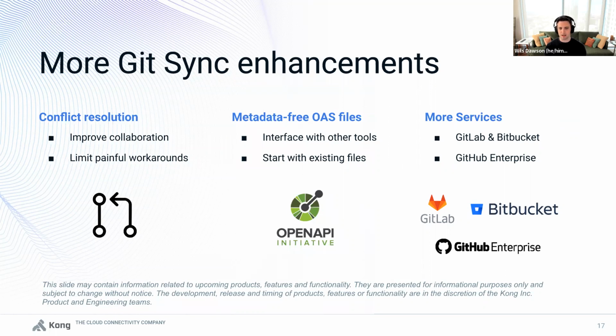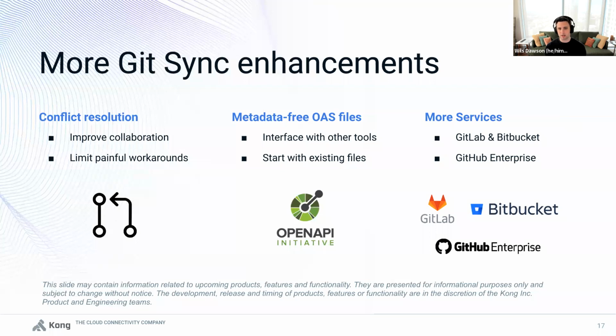And then we want to also have metadata-free OAS files. As you may have noticed, if you had a close eye on the repository structures that Philippe was showing, a lot of that OAS file was stored in that .insomnia directory that's kind of hidden away in a database. And so we want to basically free that OAS file up and allow you to interface with other tools that may need to interact with an OpenAPI specification file. That's what OAS stands for.